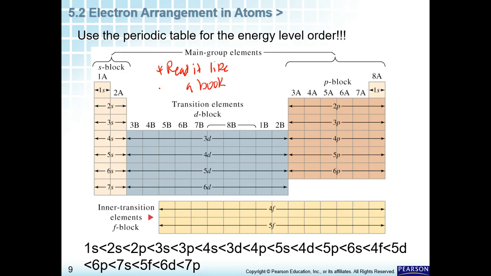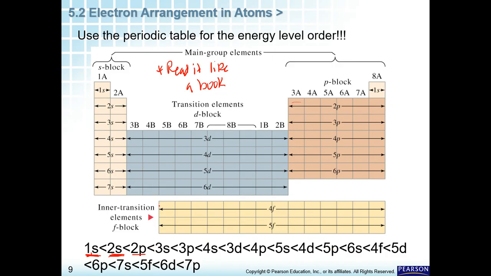Just like a book, you're going to start in the upper left-hand corner. So here you have written 1s first. Even when you go over here, it's still 1s. So notice down here, 1s is written first. When you go to the next line, you see a 2s. So a 2s is written. Here you have a 2p. Once you get to 2p, you start at the next line. So we have 3s, 3p, 4s, 3d, 4p. Notice, the order you read it is the order that you see it down here.